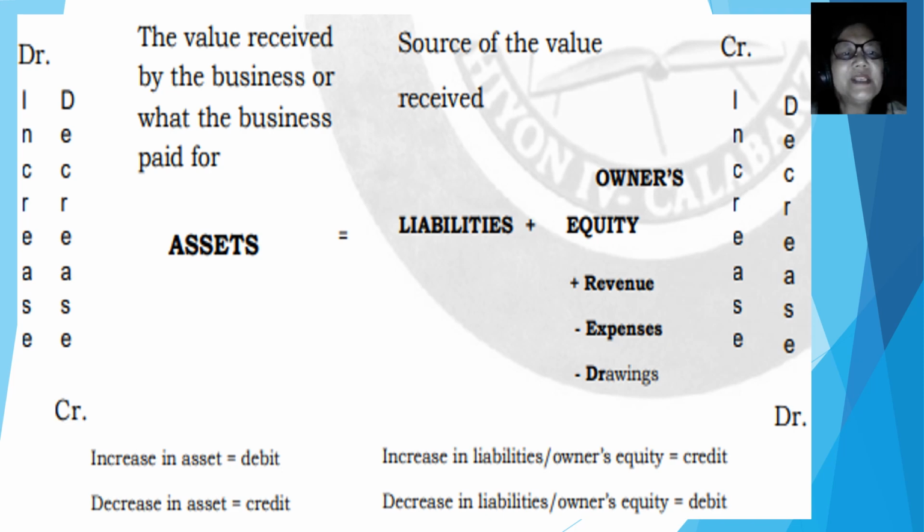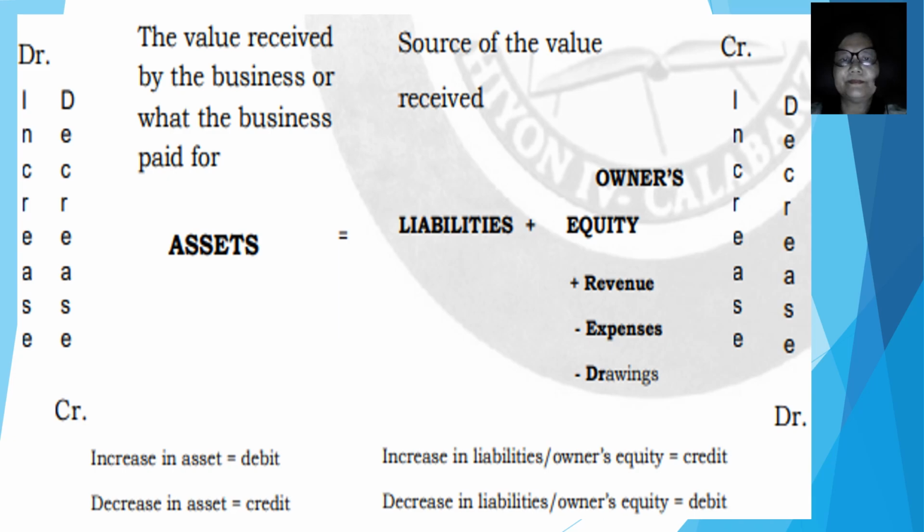Assets are the value received by the business or what the business paid for. So in order to increase assets, you're going to debit. In order to decrease assets, you have to credit it. How about liabilities and owner's equity? They are the source of the value received. So in order to increase liabilities and owner's equity, you have to credit. And in order to decrease liabilities and owner's equity, you have to debit.